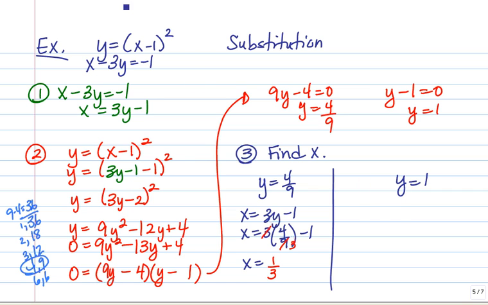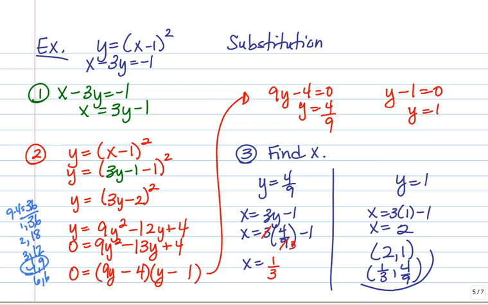And we also know x is equal to 3 times 1 minus 1. Which would be 3 minus 1, which is 2. So we have two ordered pairs that are solutions. We have 2, 1, and also 1 third, 4 ninths. Okay? Because this is a parabola, right? A vertical parabola, and this is a line. So this is saying the line and the parabola intersect at 2 points, and there they are.